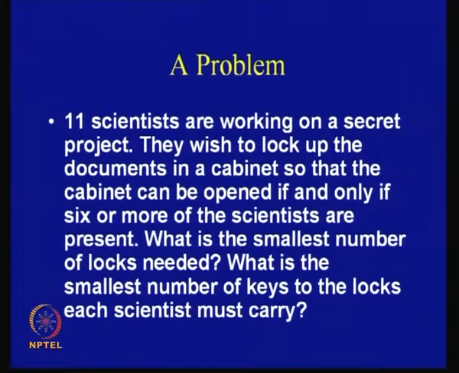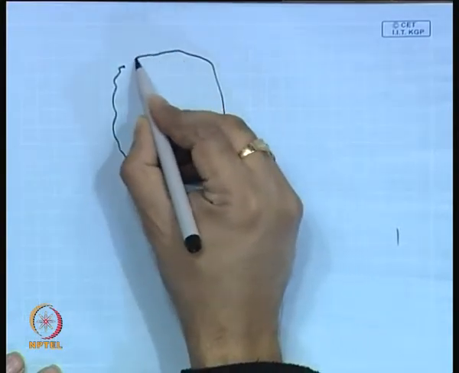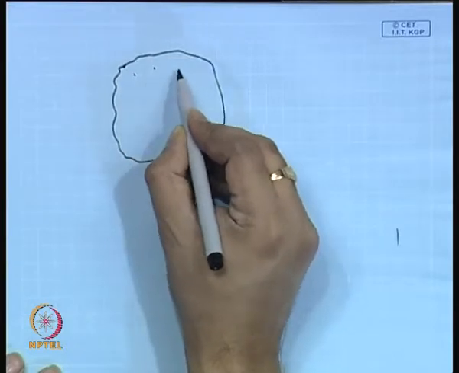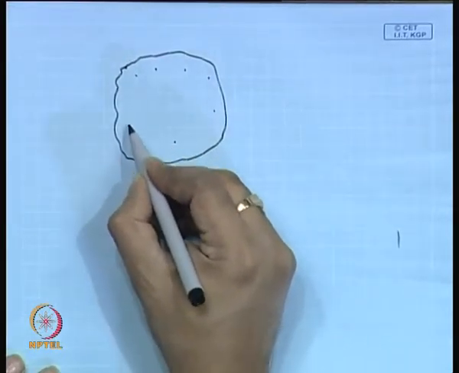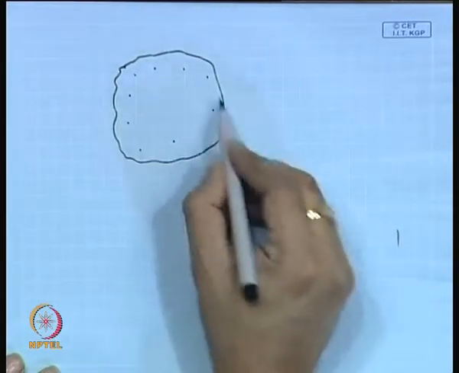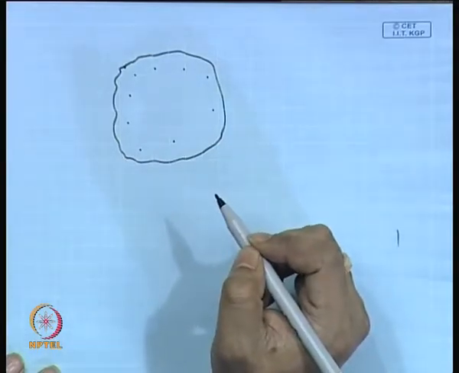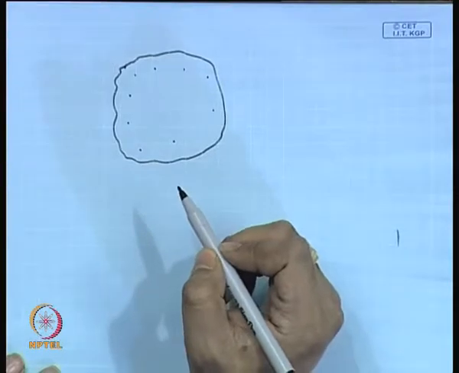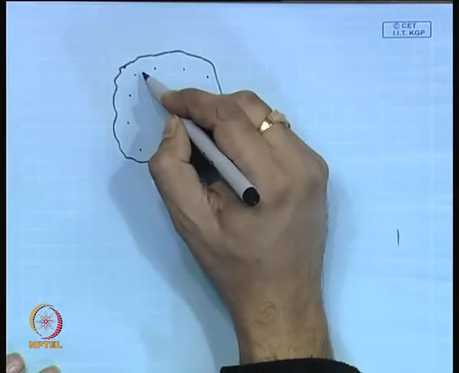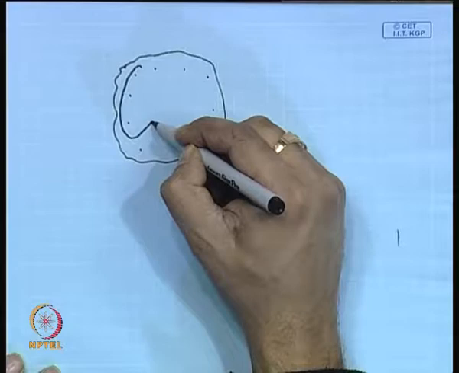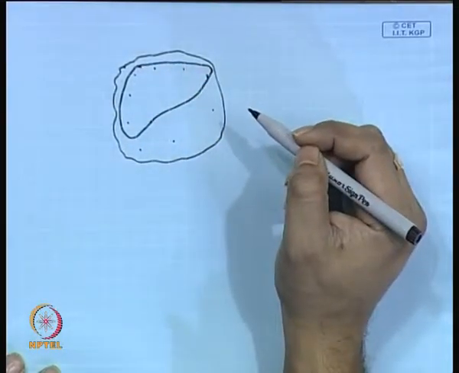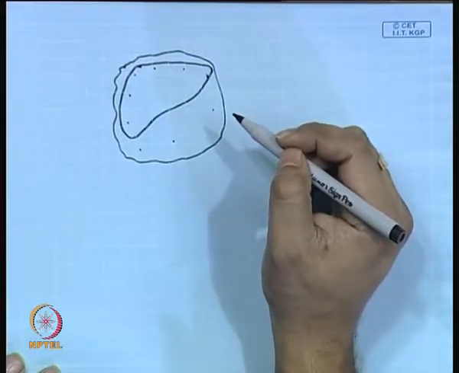The problem can be visualized like this. There is a set, and suppose there are 11 people in this project. Out of them, if 6 people combine, they should be able to understand the project, the secret.